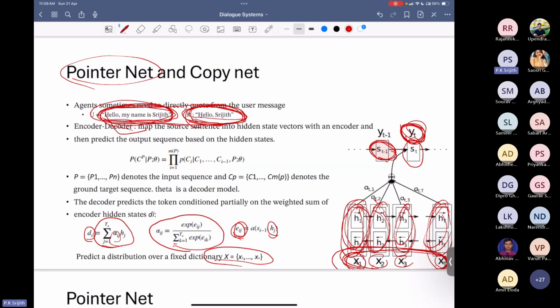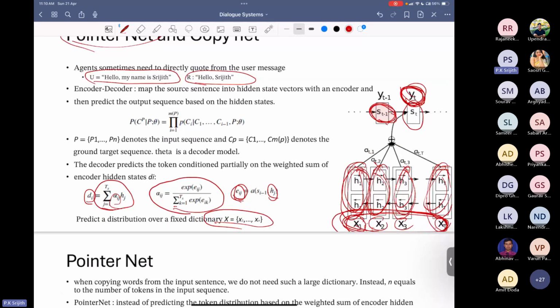If you look at this specific example, this is the output I want to generate. This is the input, and this is the output I want to generate. So this X1, X2, X3, XT can be seen as something like, hello, my name is Srijit. And these Y1, Y2, YT, etc. can be seen as this output that you're going to generate.